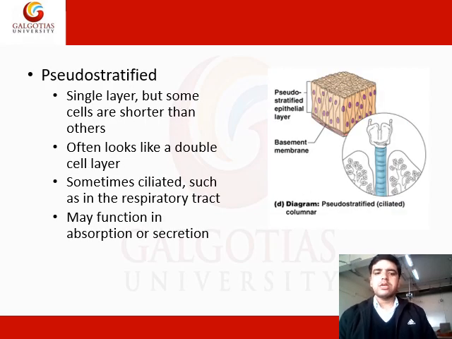One of the most confusing types of simple epithelium is pseudostratified. As the name suggests, even though the cells are arranged in a single layer, some cells are shorter than the others. That is why it gives the appearance that multiple layers of cells are arranged. It often looks like a double cell layer. Sometimes it may be ciliated, such as in the respiratory tract, and may function in absorption and secretion of materials.